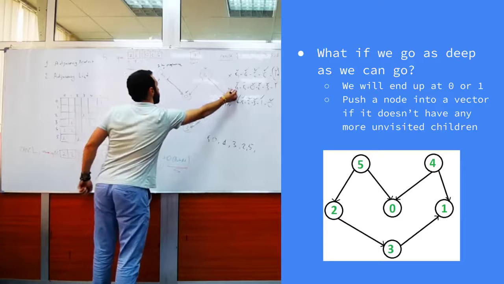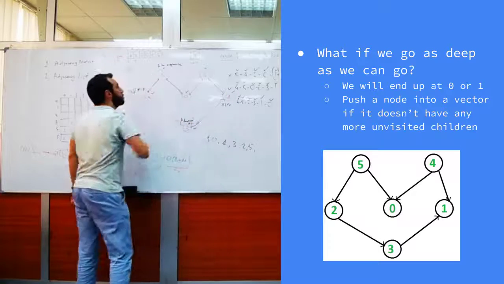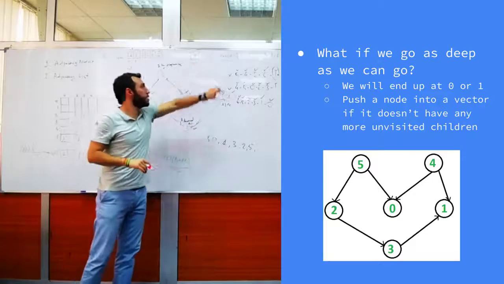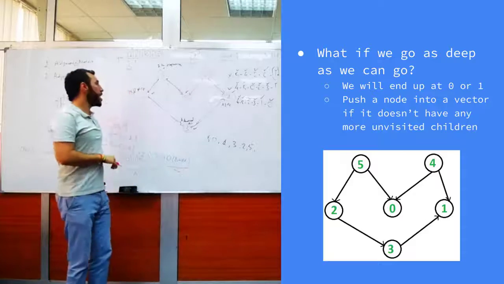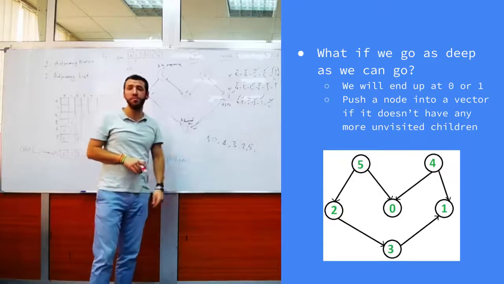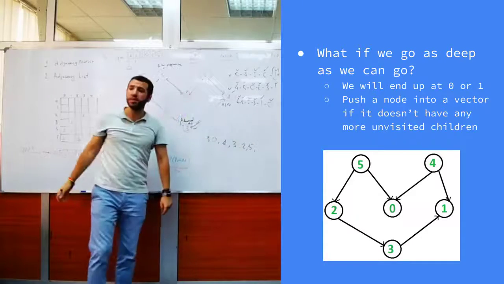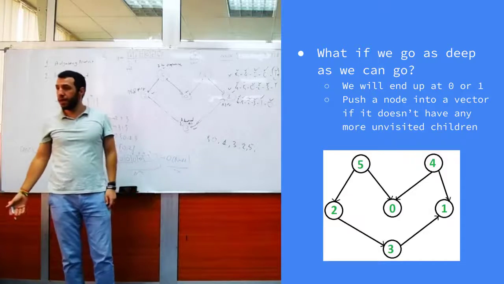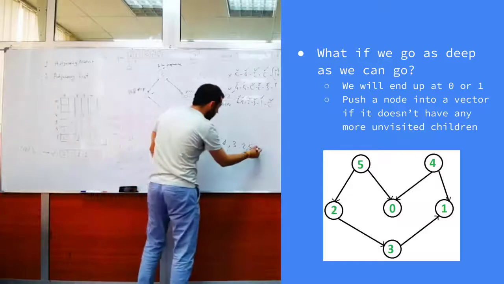This is visited, this is visited, this is visited, this is visited. Who is not visited yet? 4. And what I'm going to do is I'll apply the same principle to 4. And 4 is going to look at its children. Are they all visited? Yes. Therefore, 4 is going to say, okay, it's safe to add me.